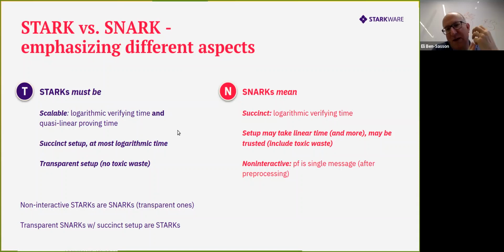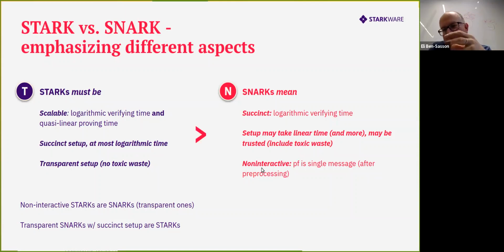A Stark must be transparent. There are no trusted setups. There's no private randomness that goes into the system at all. Whereas a Snark insists that the system be non-interactive, and a Stark can or cannot be interactive. So let's move to the next slide.